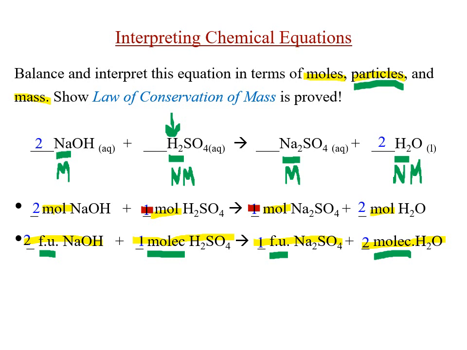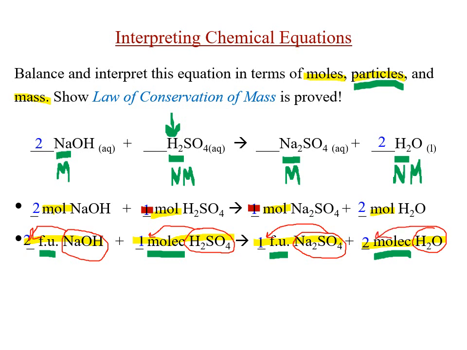Now remember, mass requires some calculations. If your coefficients were wrong, your calculations aren't going to come out right. You've got to take a minute and you need to get out your periodic table and you need to add these up and multiply by 2. You need to add these up from your periodic table, the molar masses, and multiply by 1, which actually doesn't change the value at all. You need to add all the molar masses of this up, multiply by 1, which doesn't change the value, and add the molar masses of H2O and multiply by 2.